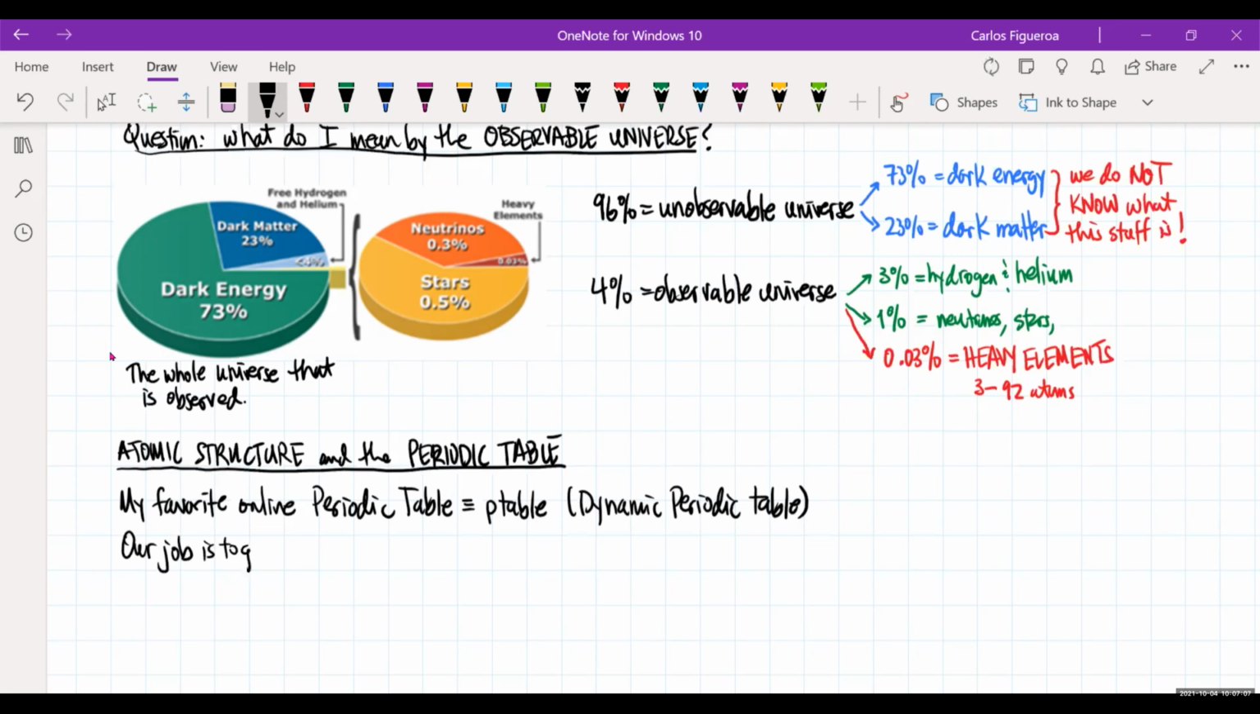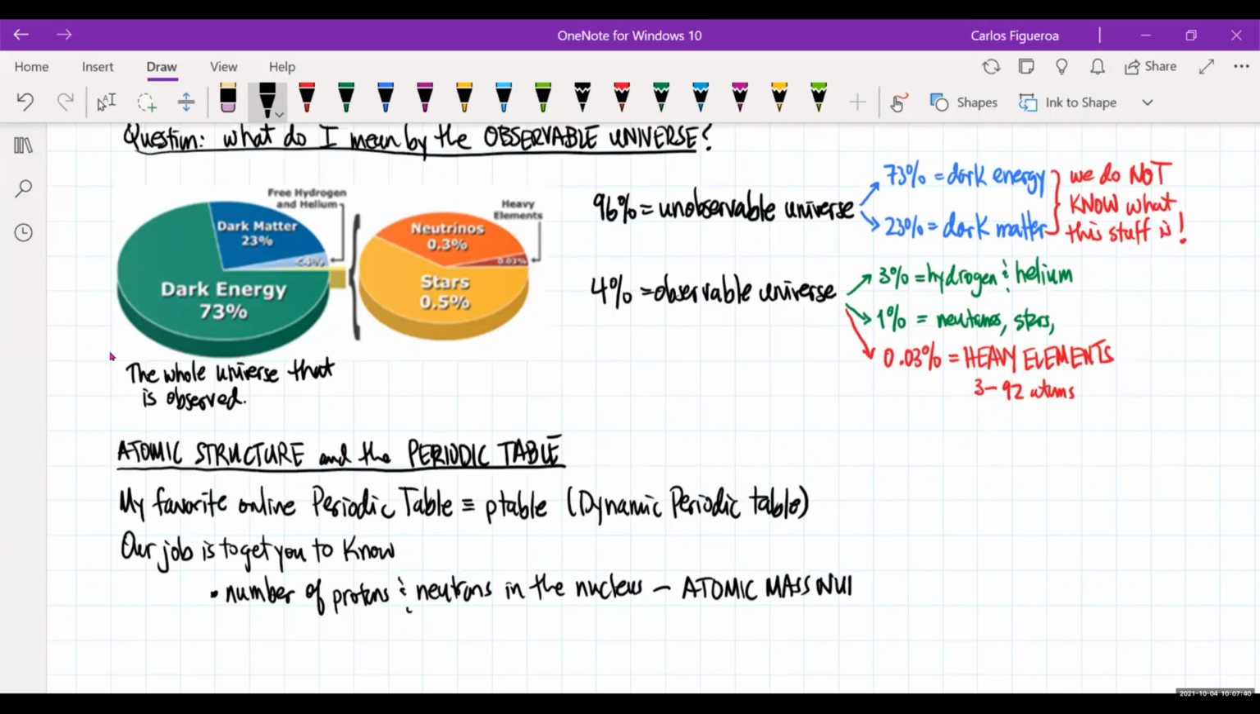is to get you to know, one, the number of protons and neutrons in the nucleus. That number is what's known as the atomic mass number. And if you look at standard notation, that's what they call A.